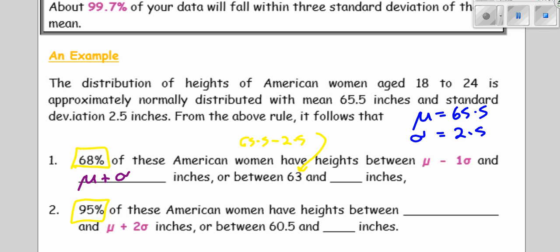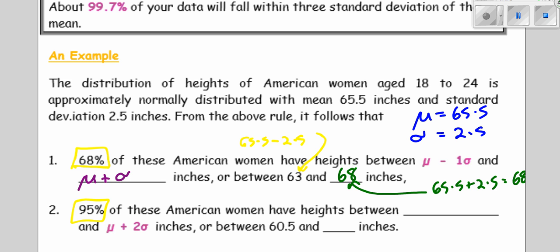And how do we calculate this one? Let's add 2.5 to 65.5. That's 68. What's a bit confusing is this number just by coincidence came out to be the same as that. This one in yellow is the mean minus 1 standard deviation, 65.5 minus 2.5. That's how we got the 63, and this is where the 63 and the 68 came from.